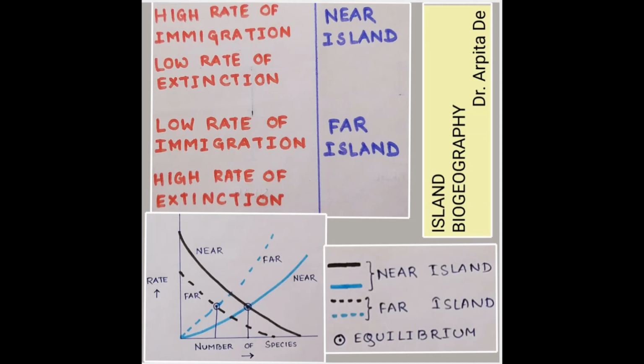So an island nearer to the mainland is always at an advantageous position. Advantageous in the sense that the species will not face extinction so easily.